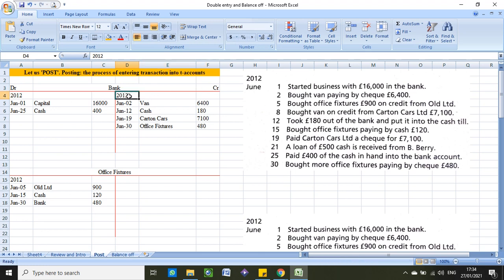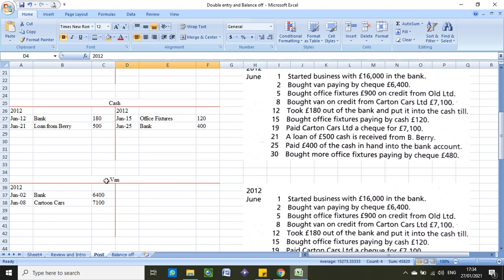So I need to enter that transaction here. So 2012, June 2nd, description van, because that's the name of the other T account, $6,400. If this is a credit entry, I can go to the account van and find the same transaction but on the opposite side.